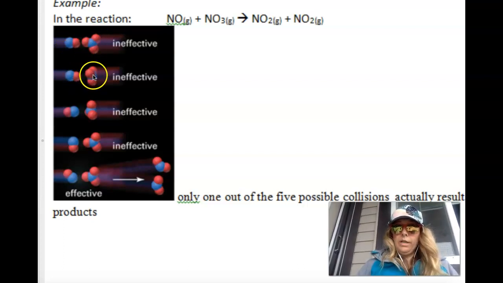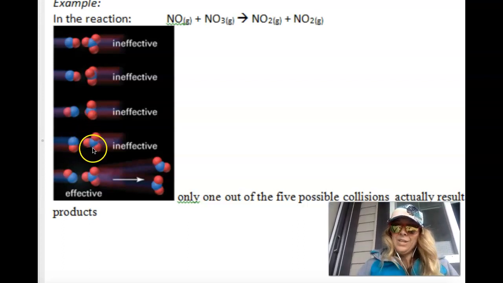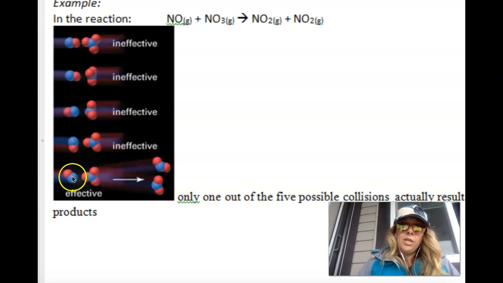Here, there's an O hitting an N, but it's the wrong N. We need it the other way, so that doesn't work. Here's the two N's that are hitting each other. That also doesn't work because that's not the transfer we're trying to do. So here, finally, we have an O hitting the N. The problem? It's not the right angle. So even though we have the right atoms coming together, they're not coming together with the right orientation, so it's still ineffective. Finally here, you can see it has more of that 120 degree angle, which is what we're looking for.